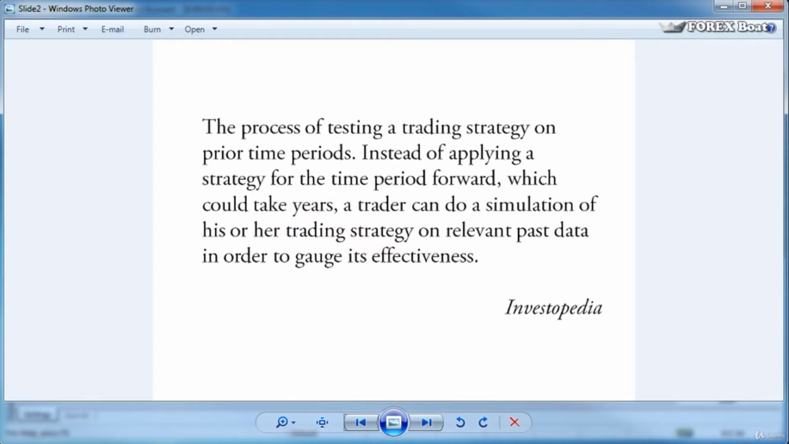Investopedia defines backtesting as the process of testing a trading strategy on prior time periods. Instead of applying a strategy for the time period forward, which could take years, a trader can do a simulation of his or her trading strategy on relevant past data in order to gauge its effectiveness. So what does that mean in reality?